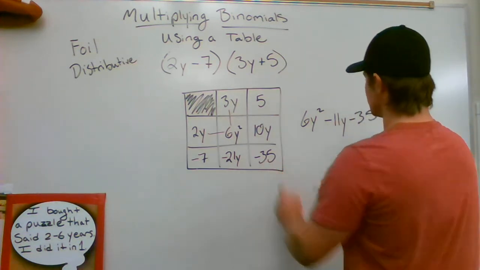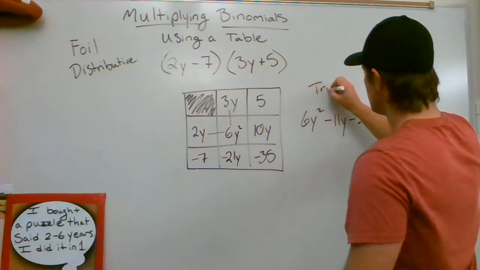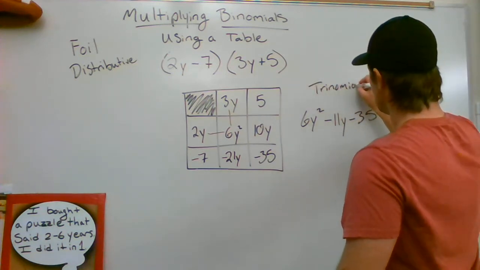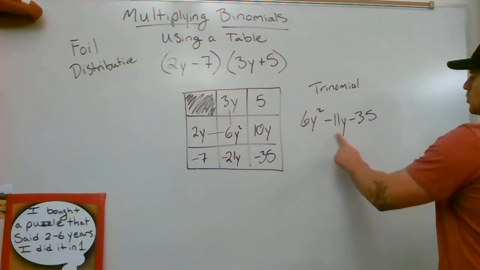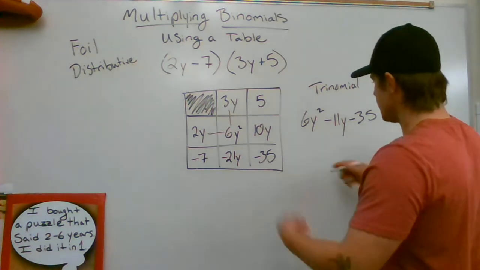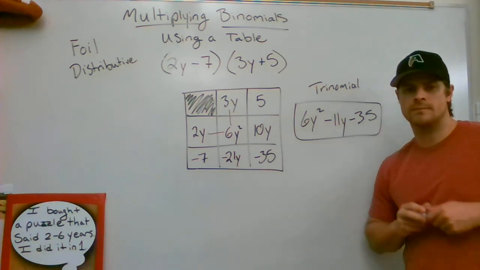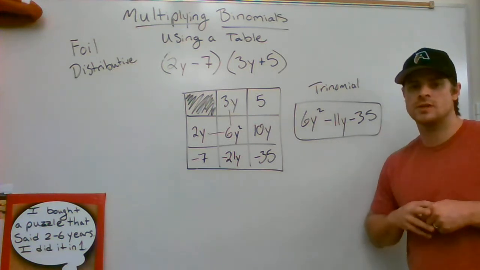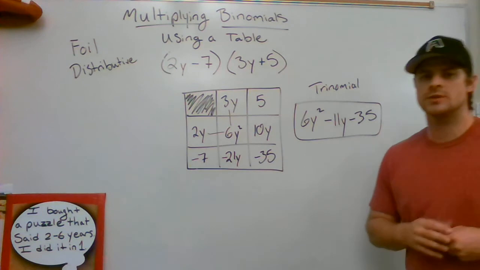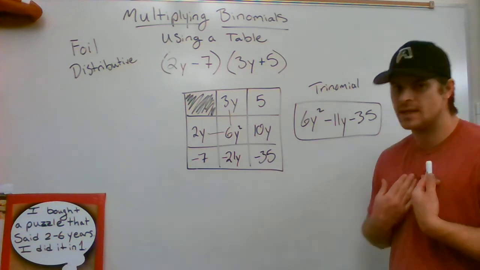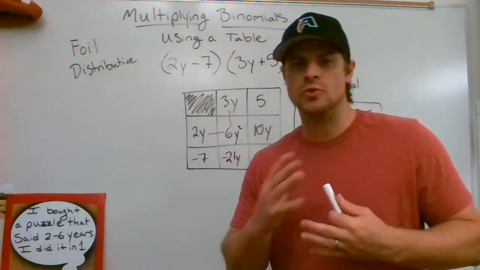Our final result is a trinomial, because it has 1, 2, 3 terms. And this is it, written in standard form. Hopefully using the table method works for you. It's something that you like. Personally, me, I'm a FOIL guy, but you may like this one better.